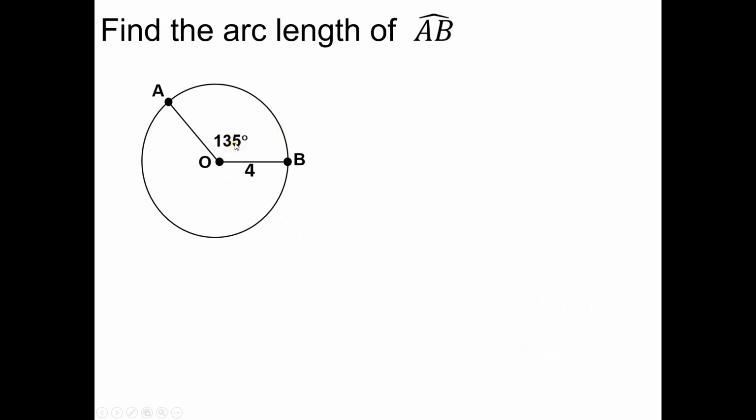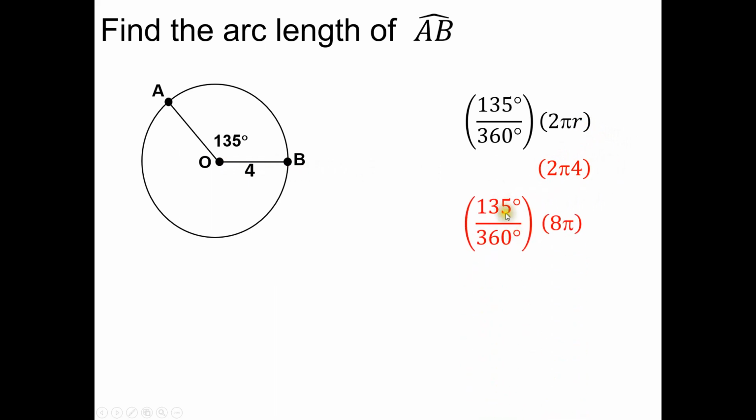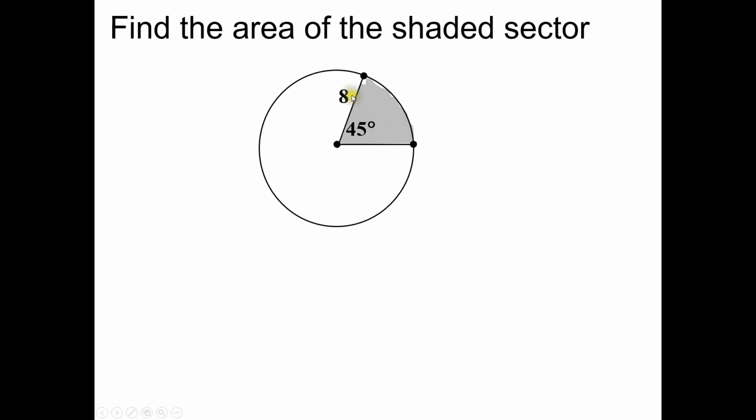So we do 135 out of 360, right? Okay, 135 out of 360, and then we want to know what that's the portion of the circumference, right? So the circumference is 2 pi r. The r is 4, so I plug the 4 in there, right? So 2 pi 4 is 8 pi. Okay, so I take this and I divide by 360, and then I hit enter on my calculator, and then I multiply by 8 pi. Okay, and that gives me a length of 9.4. So it's 9.4 from A to B in inches. Okay, not degrees.